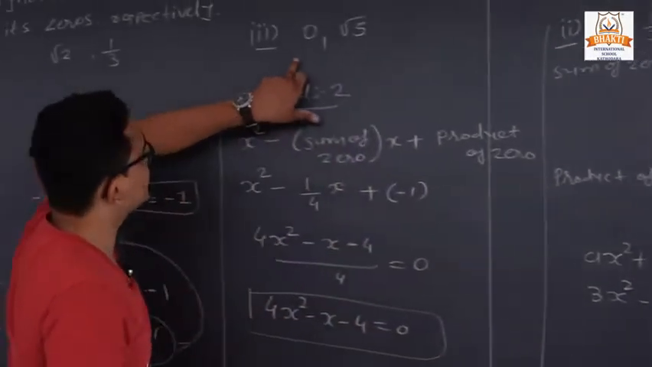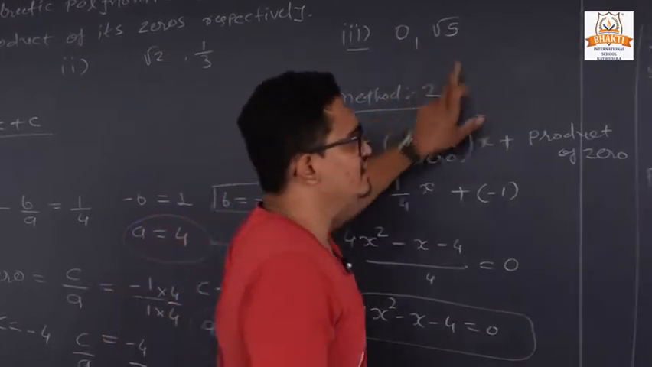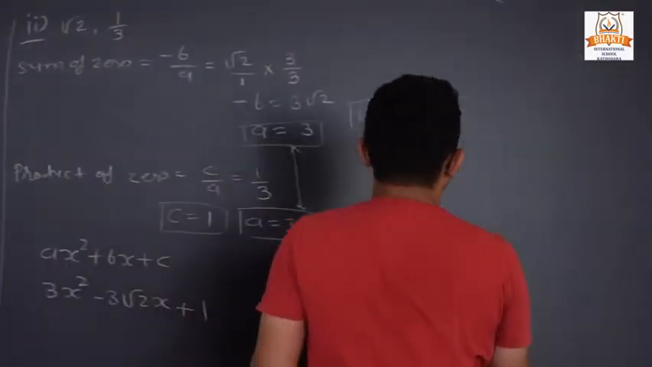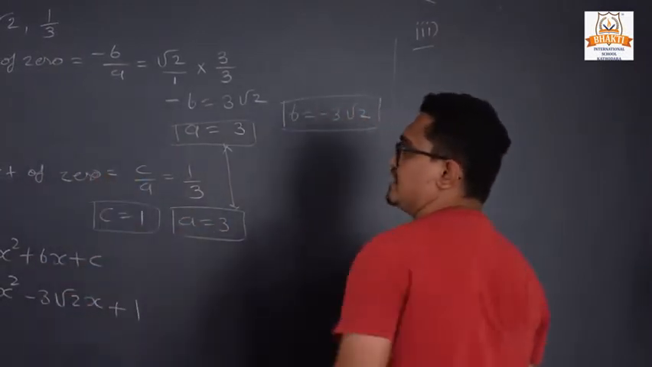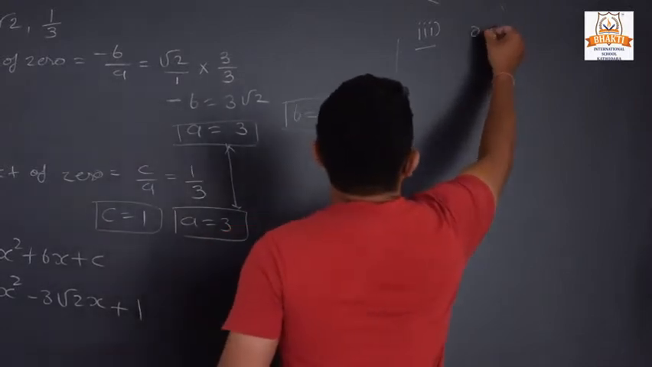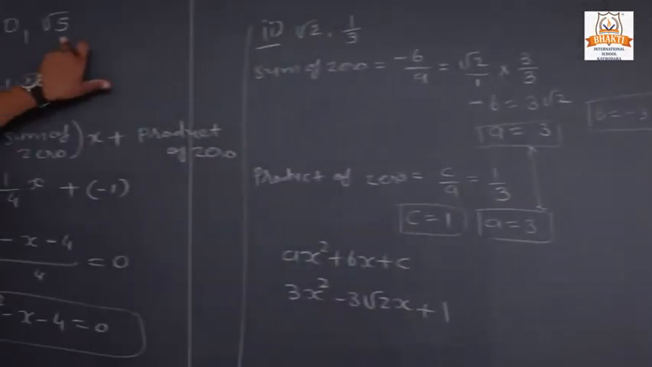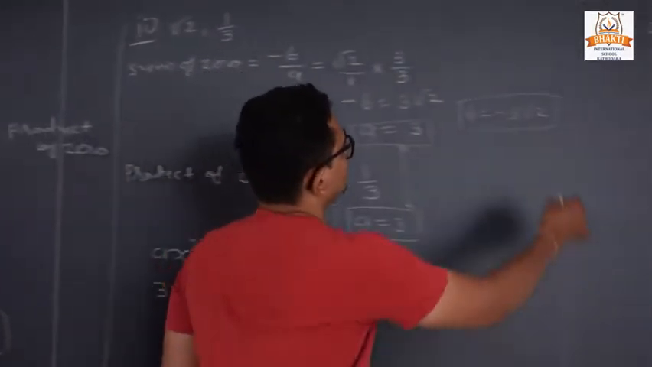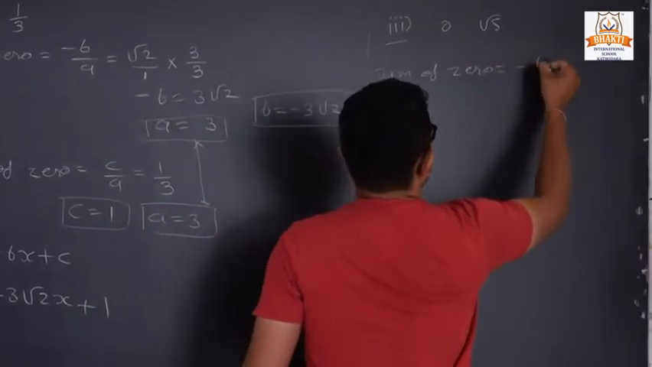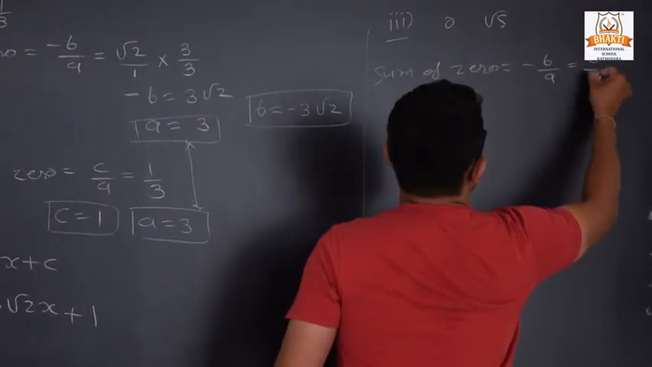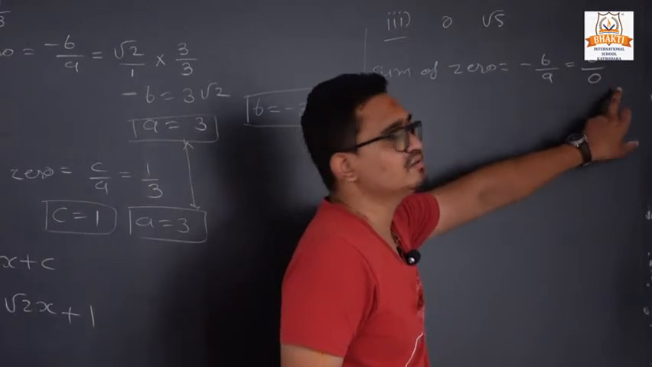Now in question number 3, we have the sum of zeros and product of zeros given. Similarly, in this we are once again using the first method. So it will be 0 and root 5. Our question number 3 is 0 and root 5. So now sum of zeros is equal to minus b by a. So 0 upon 0, because a is equal to 0. We can also write it like that, 0 upon 0.